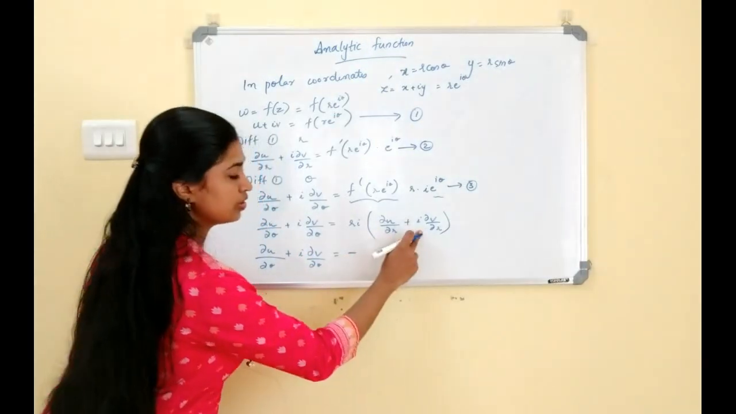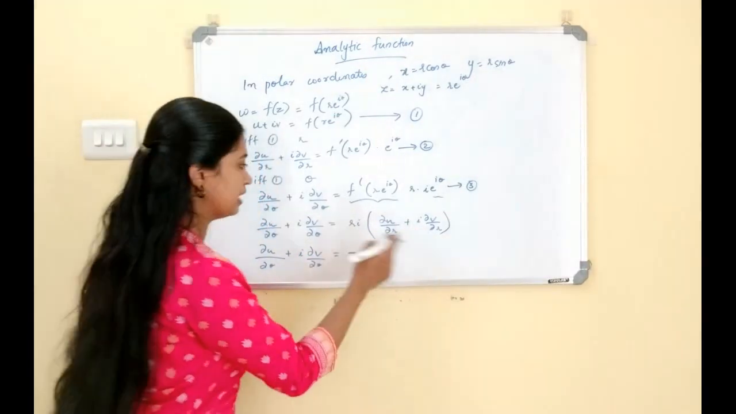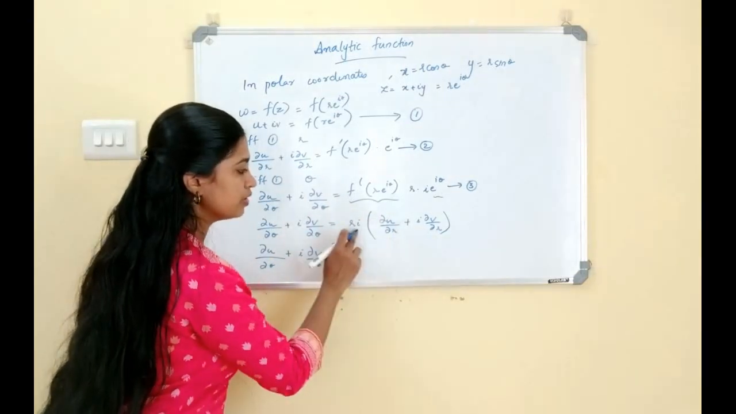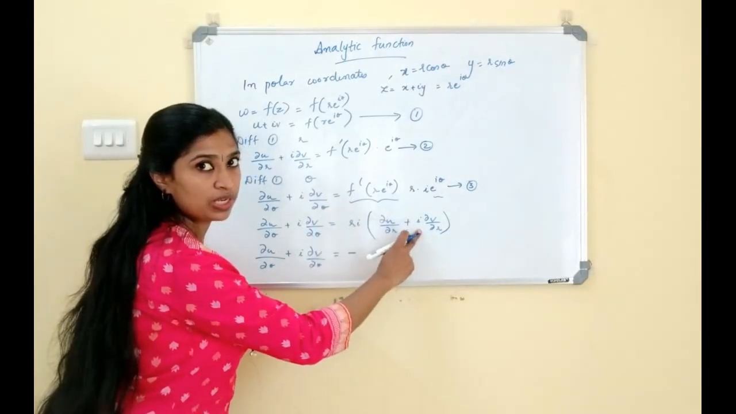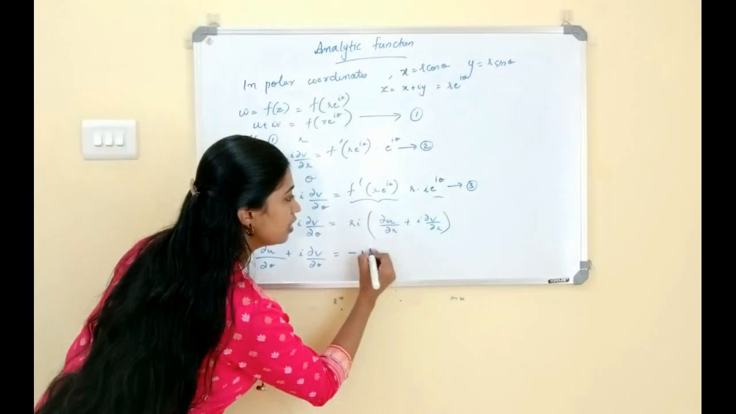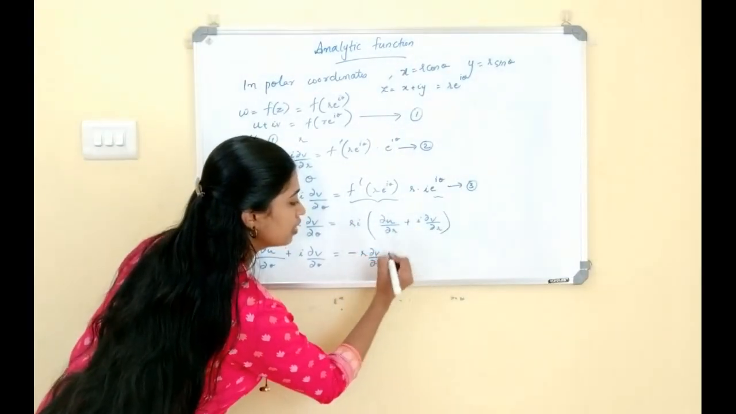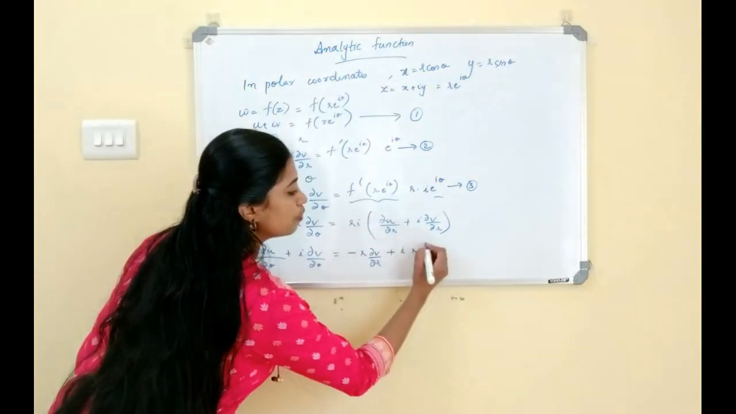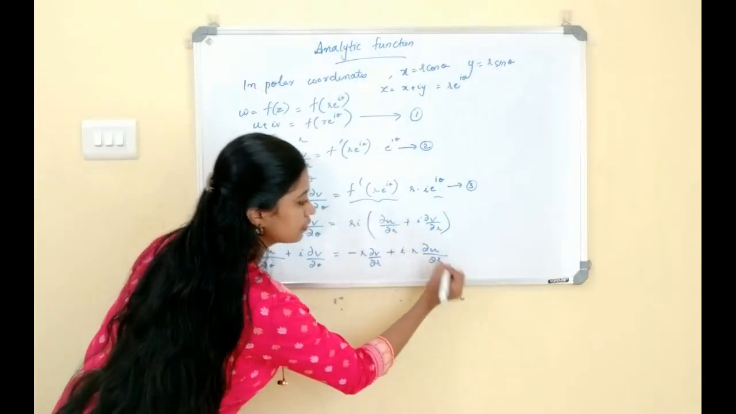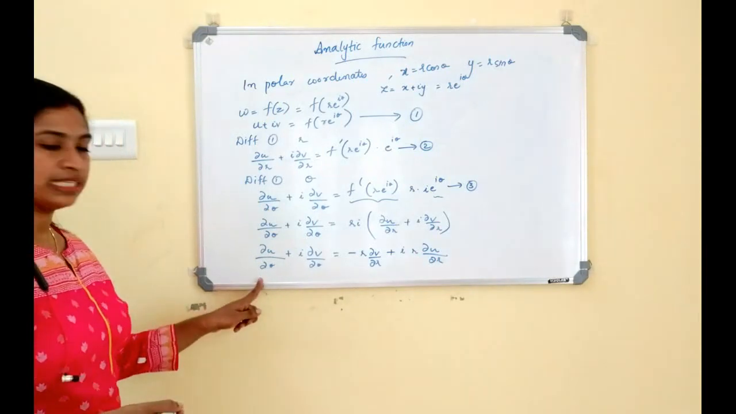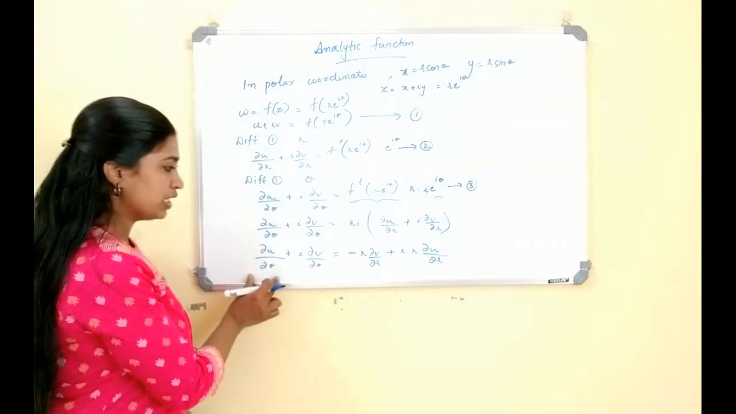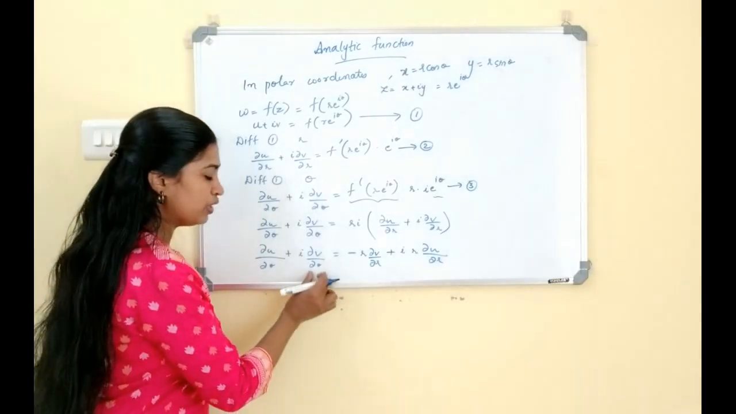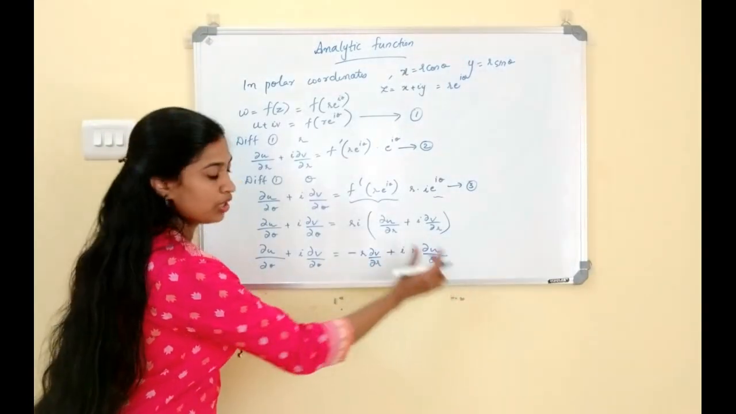equals, we are separating real terms and imaginary terms, multiplying r i to both the terms, we put i into i square, that is minus 1. Minus r ∂v/∂r plus i r ∂u/∂r. Now equating real terms and imaginary terms. ∂u/∂θ is equal to minus r ∂v/∂r, and ∂v/∂θ is equal to r ∂u/∂r.